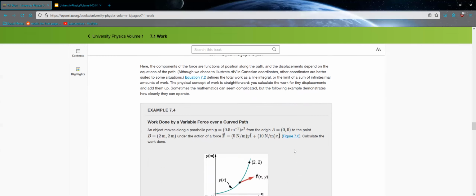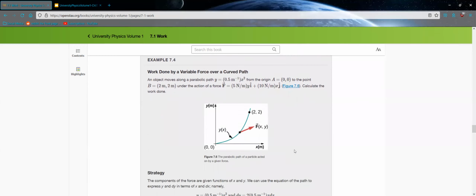Pencils aren't that expensive. All right, so work done by a variable force over a curved path. Variable, right? We're entering physics here. An object moves along a parabolic path, as shown down here, given by the equation y equals 0.5 x squared, from the origin, 0, 0, to a point B, which is 2 meters by 2 meters, under some force, as shown here. The force is 5 newtons in i hat plus 10 newtons in j hat. Calculate the work done going from point A to point B.